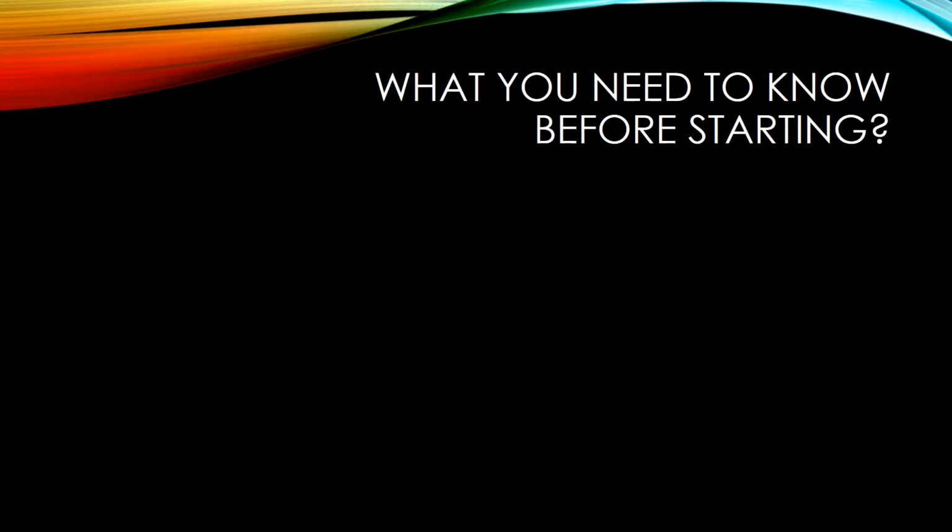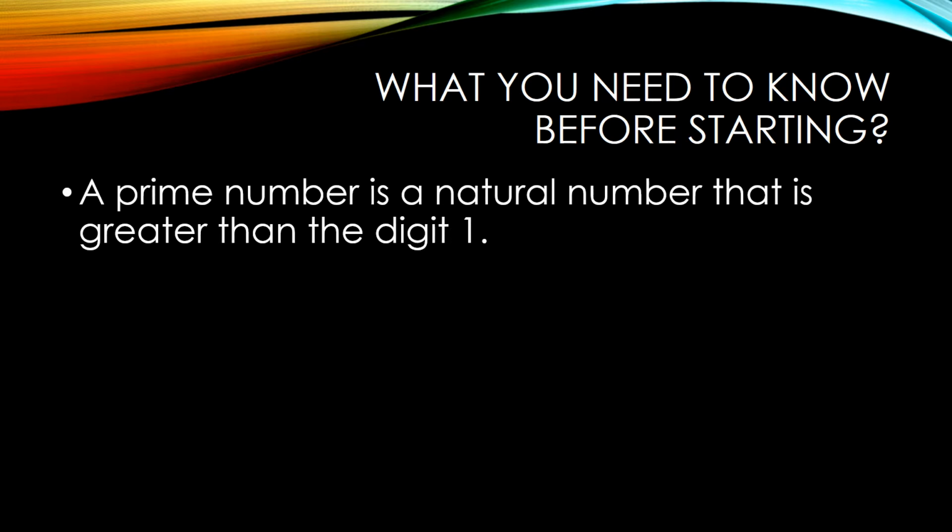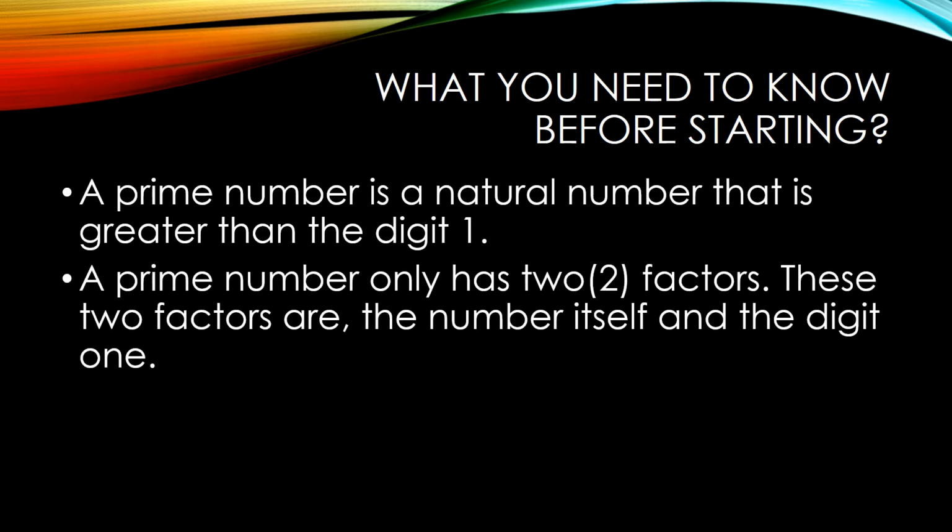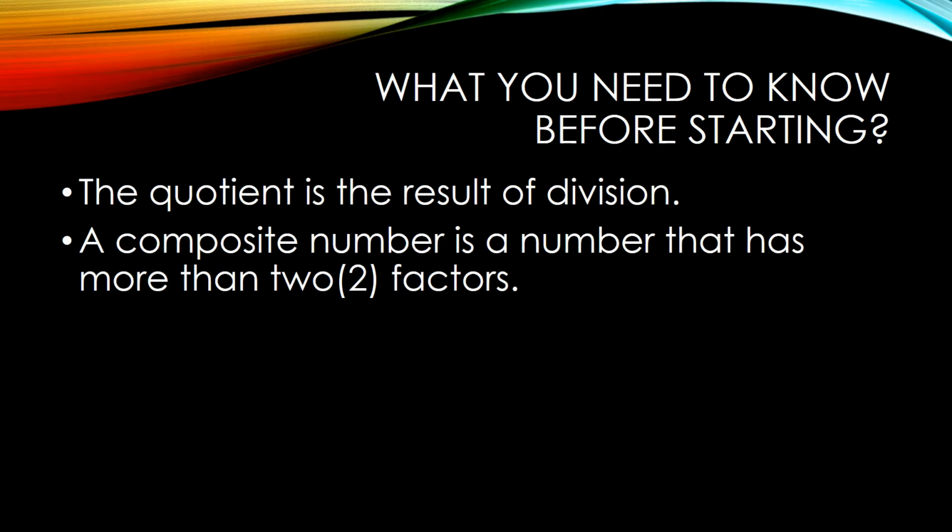First of all, I want you to be able to define what a prime number is. A prime number is defined as a natural number that is greater than the digit 1. But wait, that's not all. Prime numbers only have two factors. These two factors are the number itself and the digit 1. The quotient is what we call the result of the operation division. And finally, what is a composite number? A composite number is a number that has more than two factors. Let's get to the source.